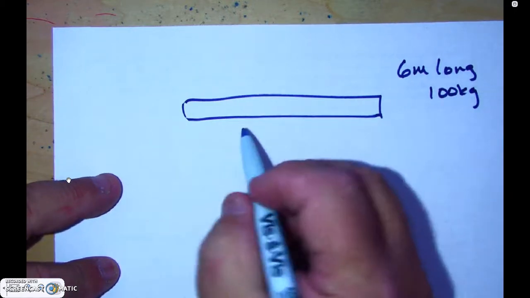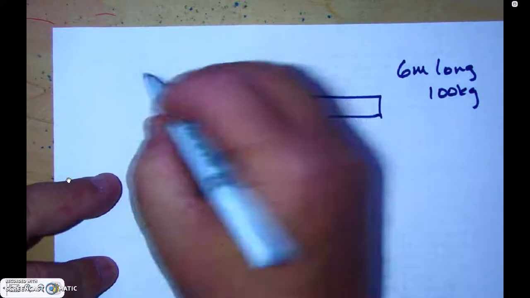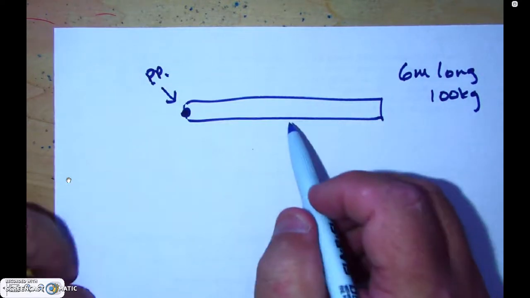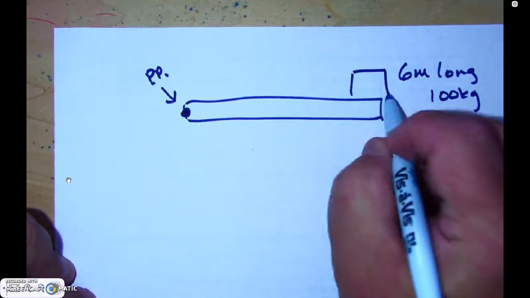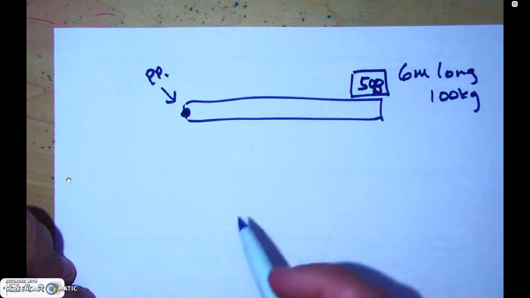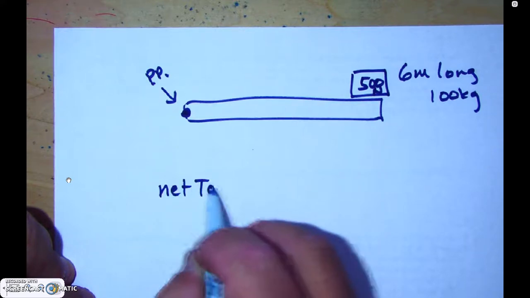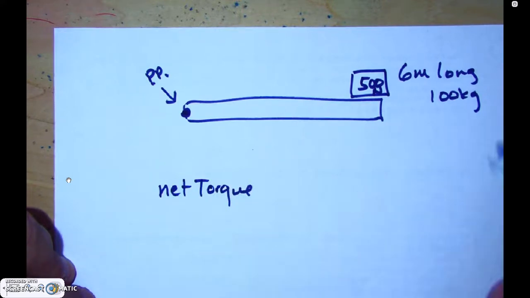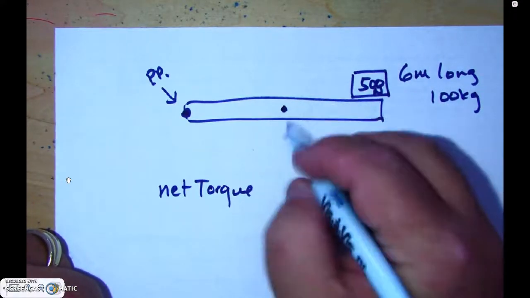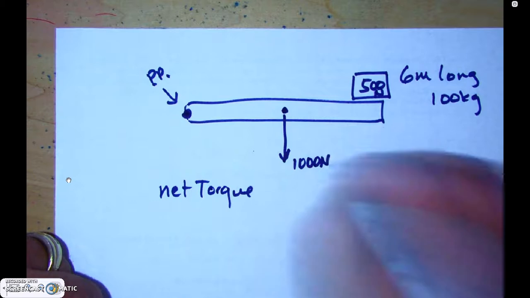And what I'm going to do is force it to where it can rotate around this point. So that's my pivot point right there. And then let's put a 500 Newton box out on the end of it. And I want to find out the net torque. Now, remember, if you have a 6 meter long rigid rod, the center of it is going to be right there at 3 meters away, and I can treat the entire 1,000 newtons as if it just acts at that point.